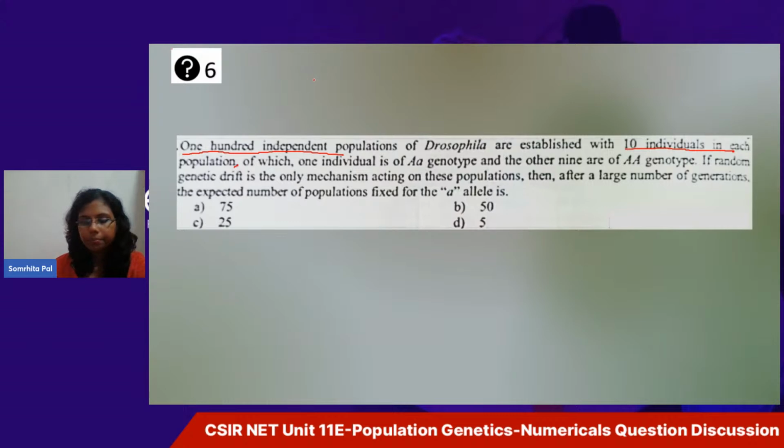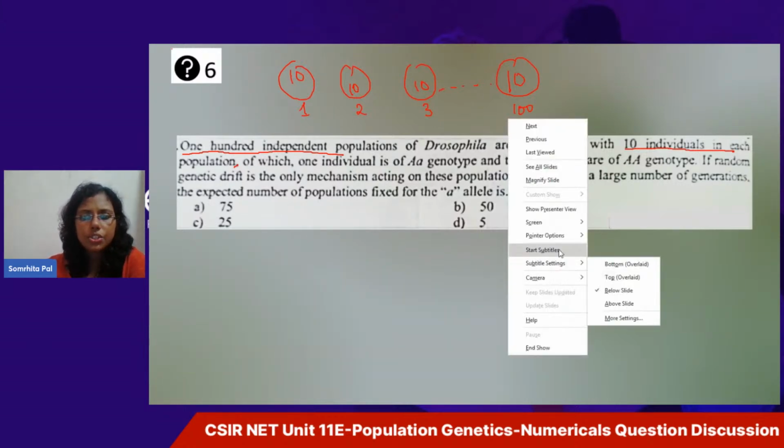All right. So you have a total of 100 independent populations. Each population is having 10 individuals. Understood the statement? Here you have 10 individuals making population number 1, 10 individuals making population number 2, 10 individuals making population number 3, and so on. Like that you have the 100 populations, having 10 individuals each.